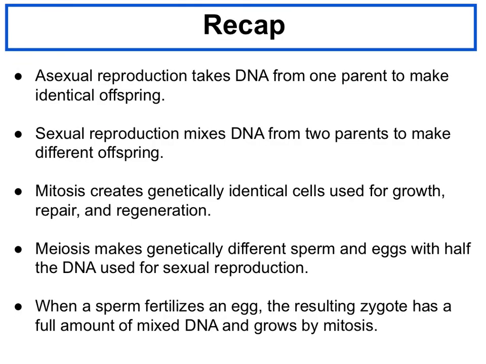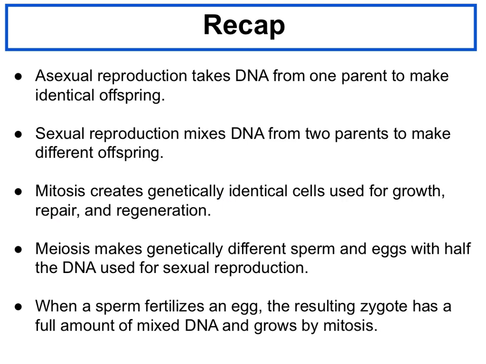So this video covered a lot, and let's just recap the major points here. We talked about asexual reproduction, how that takes DNA from only one parent and makes genetically identical clone offspring. Sexual reproduction, on the other hand, is mixing up DNA from two parents to make offspring that are similar to each parent, but different than each parent as well. We contrasted mitosis and meiosis, where mitosis is a cell division that creates genetically identical cells used for these purposes.